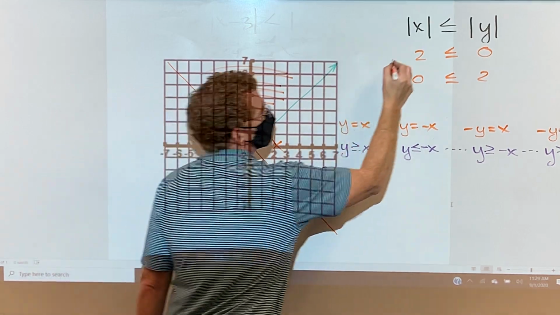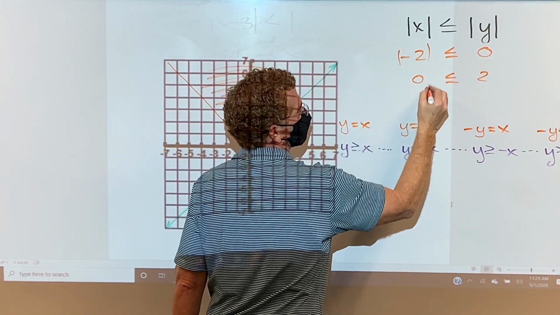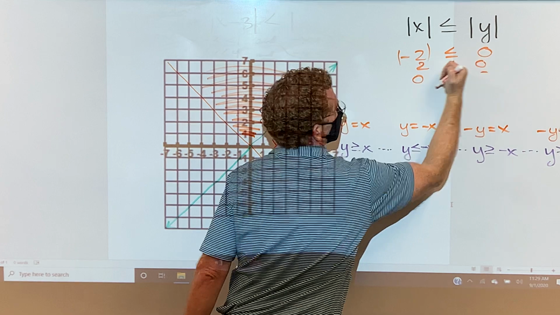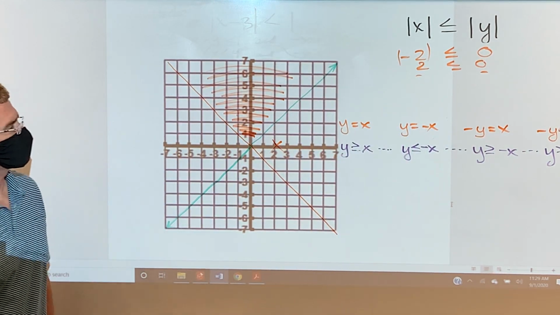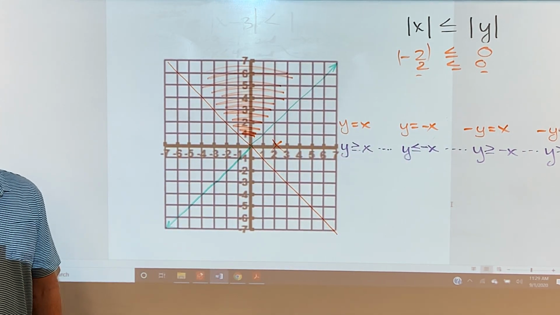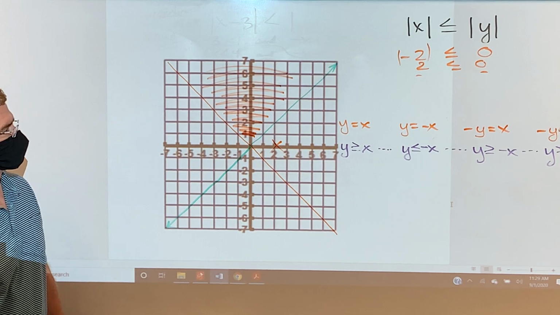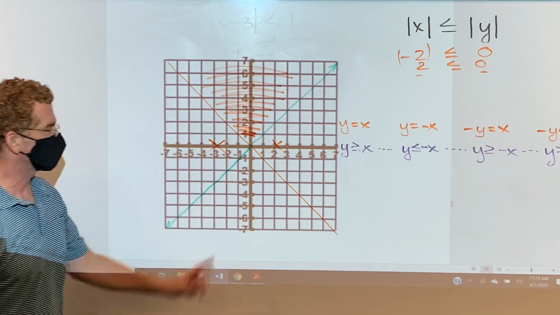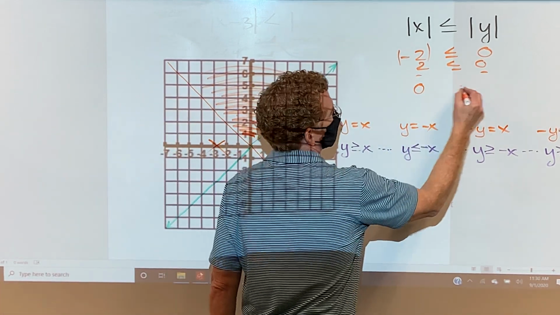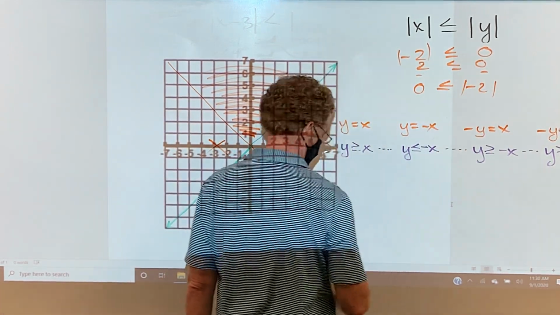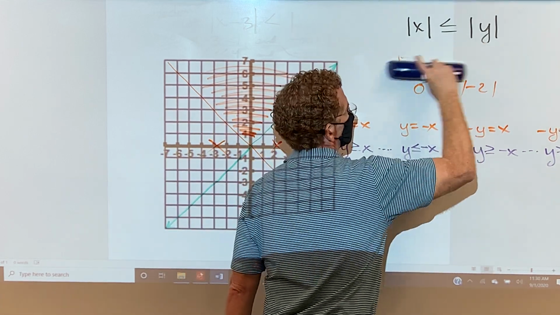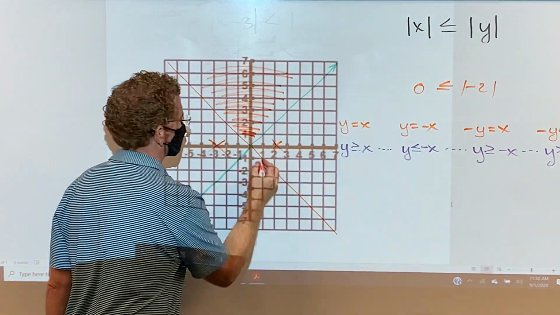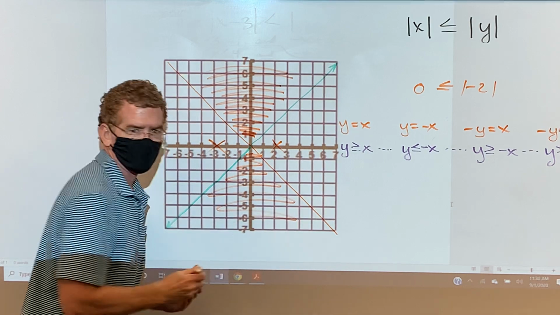What if I plug in negative 2, 0, and then take absolute value? Is that a true statement? Yes. Is 2 smaller than 0? Yes. Wait, negative. Oh, absolute value, no. No, so don't shade that. And then finally, what if I plugged in 0, negative 2? Is that a true statement? Yes. All right. I didn't have to do hardly any work then.